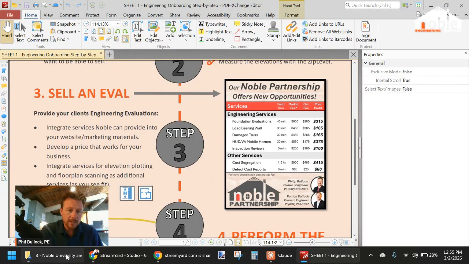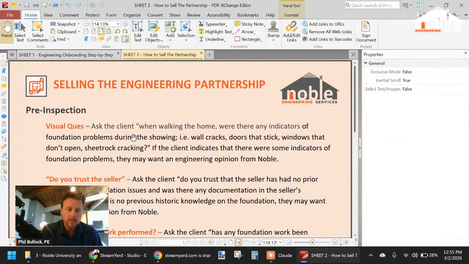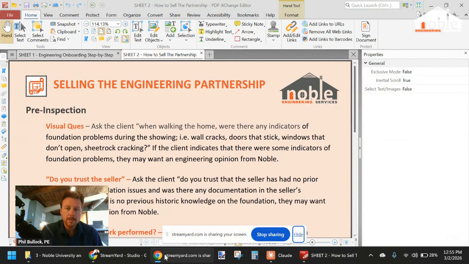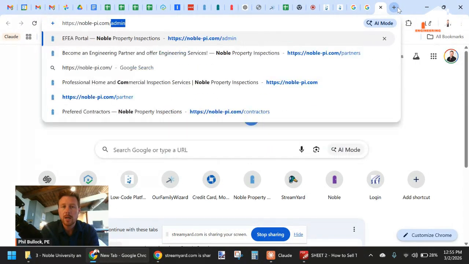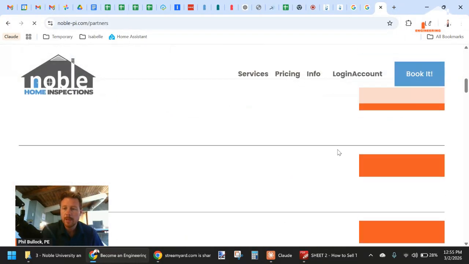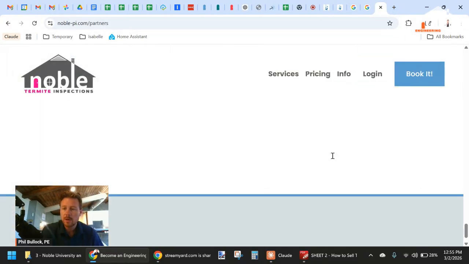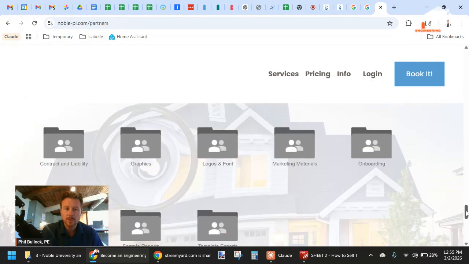We offer inside of this how to sell the partnership. We offer this sheet too. One of the other things that we offer is, if you go to our website, let me go to our website real quick, noble-pi.com/partners. What we offer at the very bottom of the page, it's a little hard to find, but we show this to you many times, is this folder structure here.